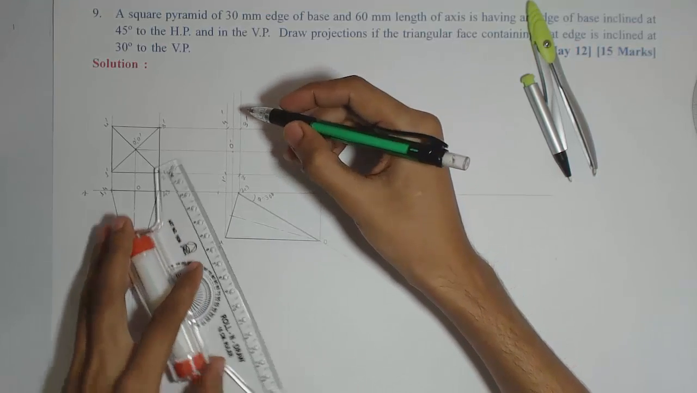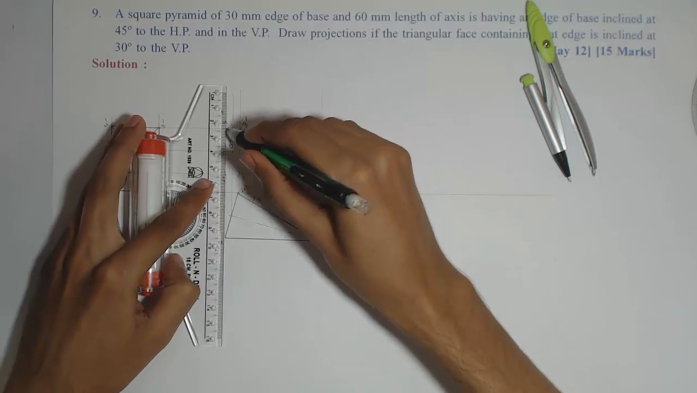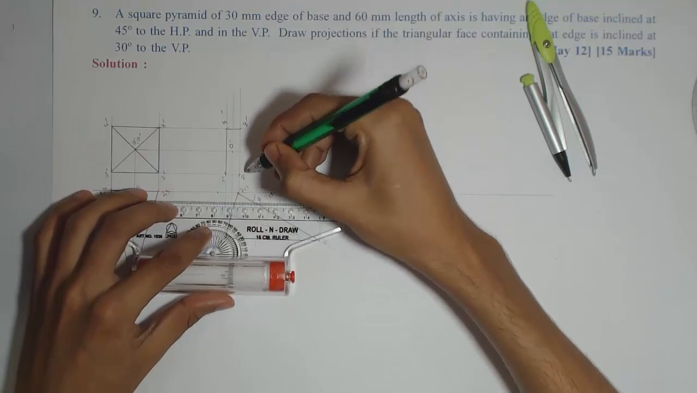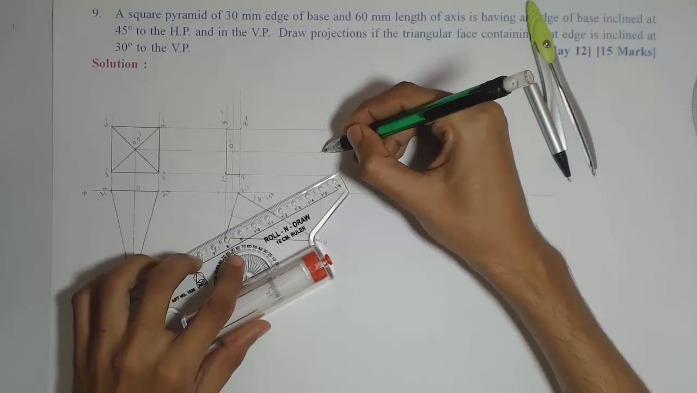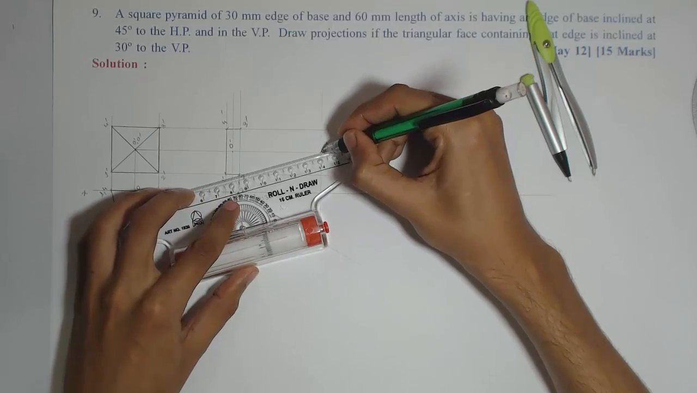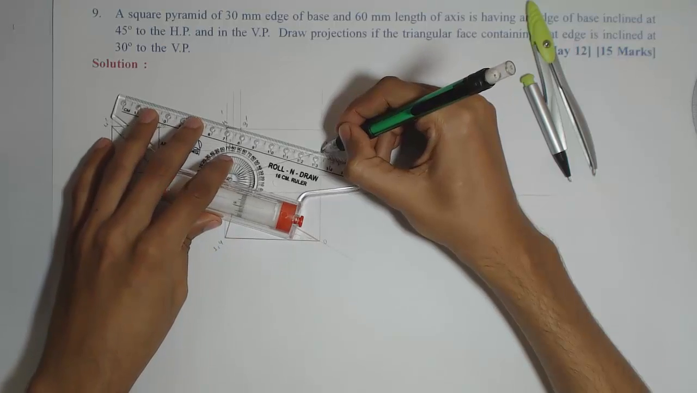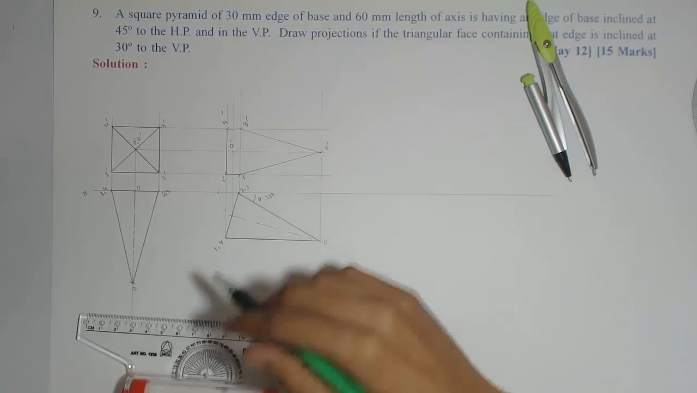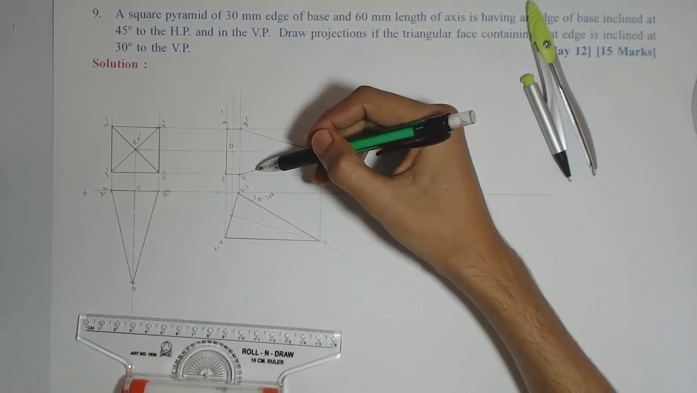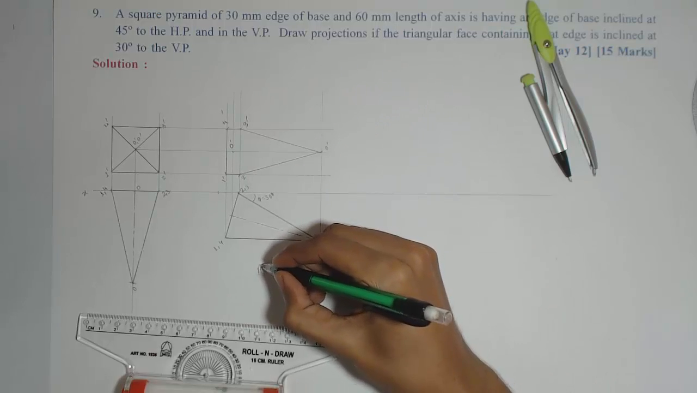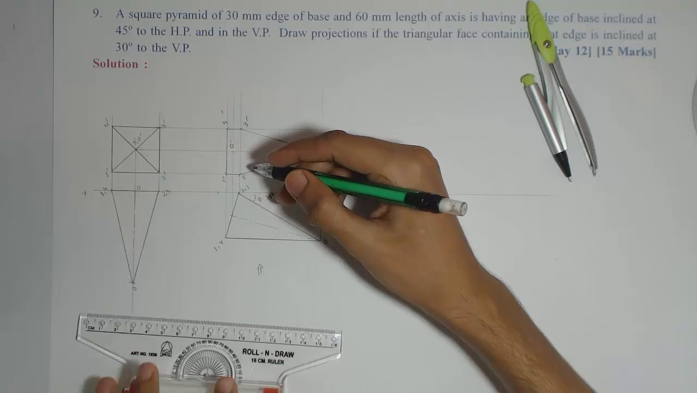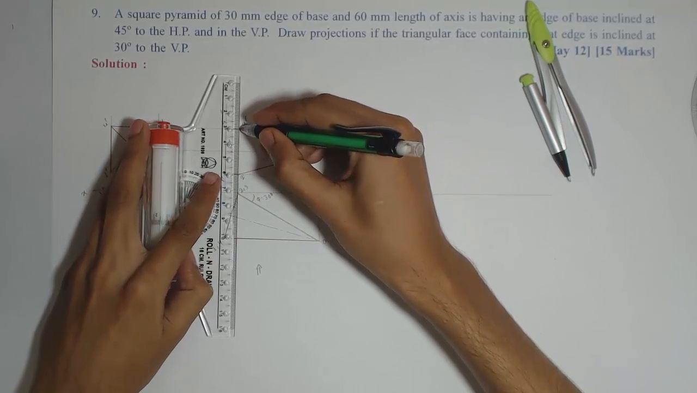Now the rules of visibility: boundary is dark. Then the slant edge O2 is again on the boundary, O3 again on the boundary, O dash 3 dash. Now we are left with the base edge 2 dash 3 dash. The observer will be looking from this side. 2 dash 3 dash is the farthest edge for the observer, so that will be hidden, not visible to the observer.